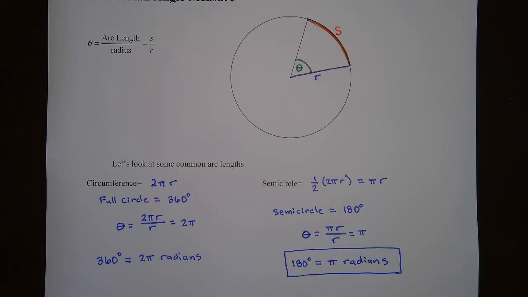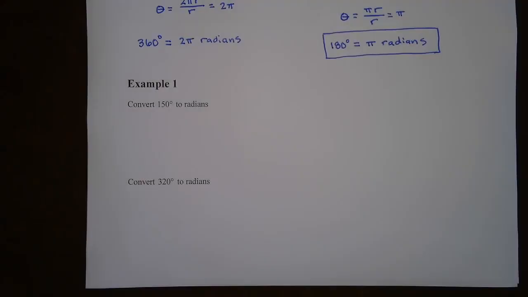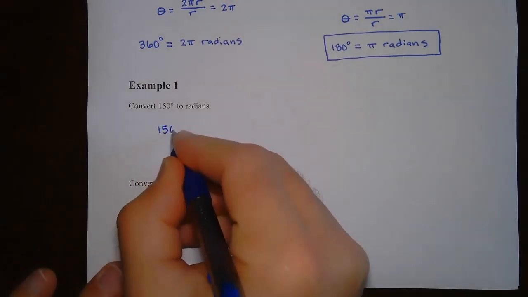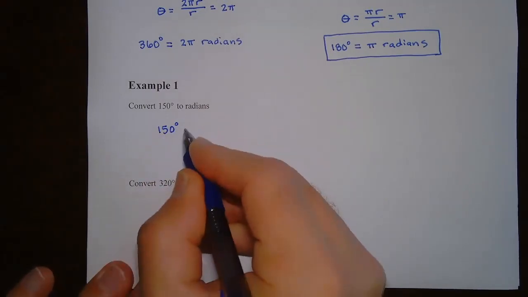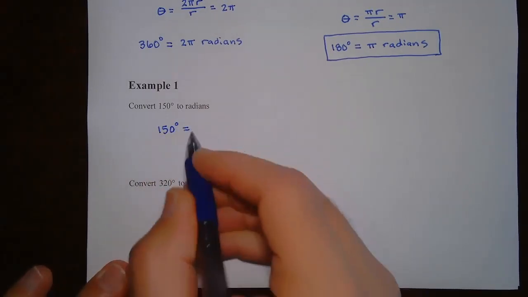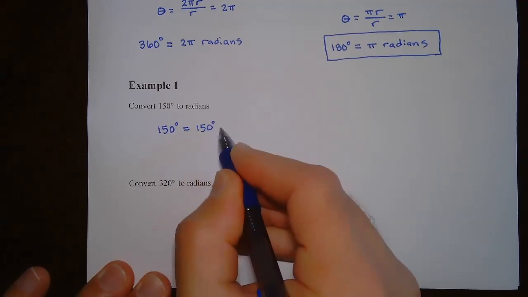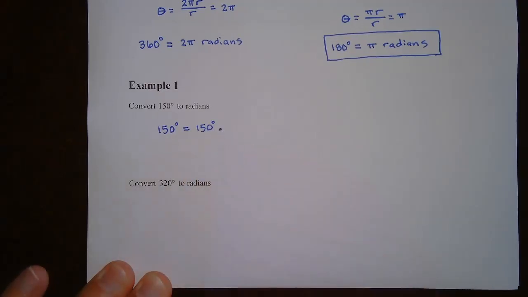So we'll go to example 1. For example 1, I want you to convert 150 degrees to radians. So what is a 150 degree angle in radians? We're going to start with 150 degrees. So let's write 150 degrees, which is equivalent to 150 degrees times, and we'll put a dot for the times.